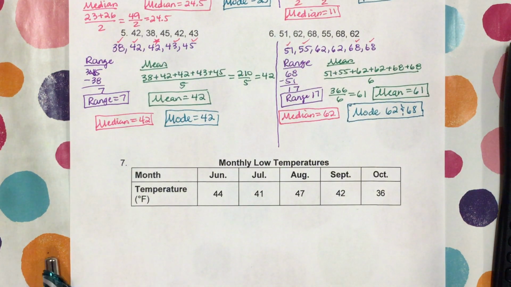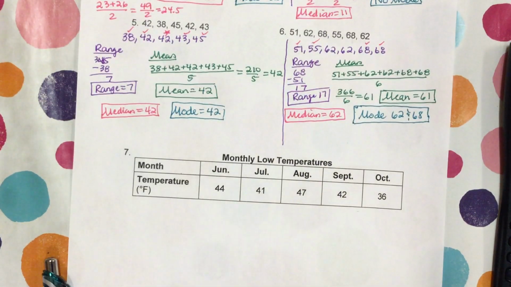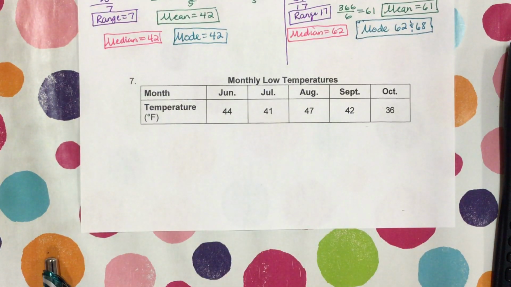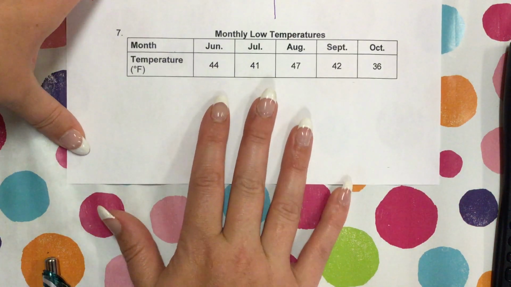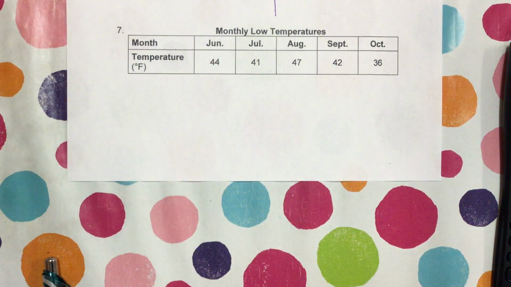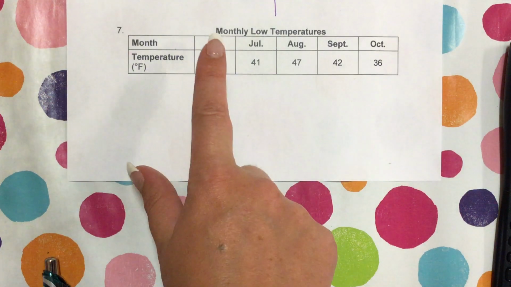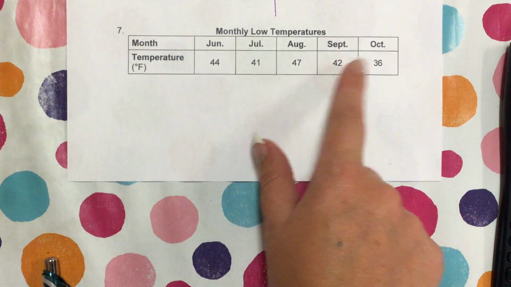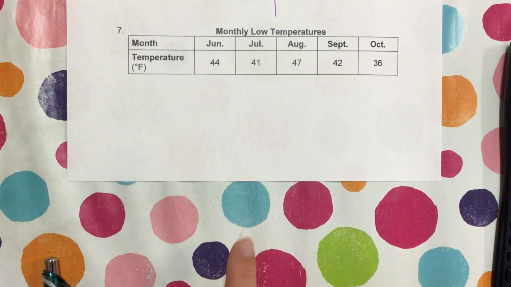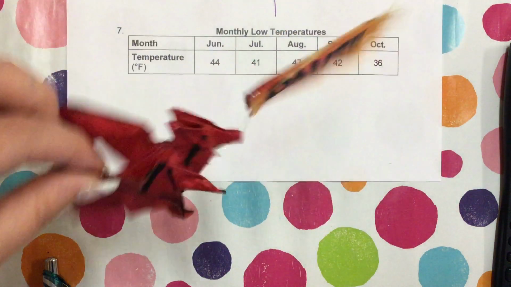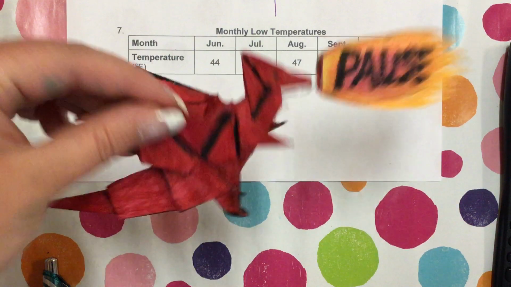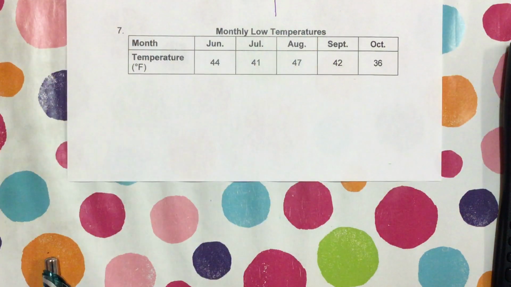Okay, right, so if you got all that right, wonderful job. Let's move on to problem 7. Problem 7 is in a table, and we're just going to do the same thing. So I want you to go ahead and do it. Just use these numbers, 44, 41, 47, 42, 36. Find the range, the mean, the median, and the mode. All right, go ahead and press pause. Figure it out, and when you get done, press play, and we will go over the results. All right, see you in a bit.